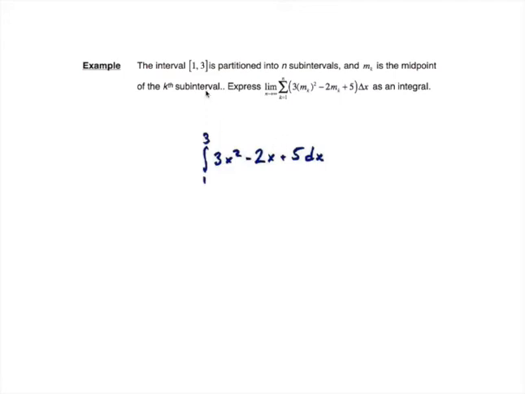So straightforward, the interval [1, 3] is written here. We integrate from 1 to 3, and the midpoints mk now come up as x. Delta x, which was still measurable, now became dx. It's a differential.